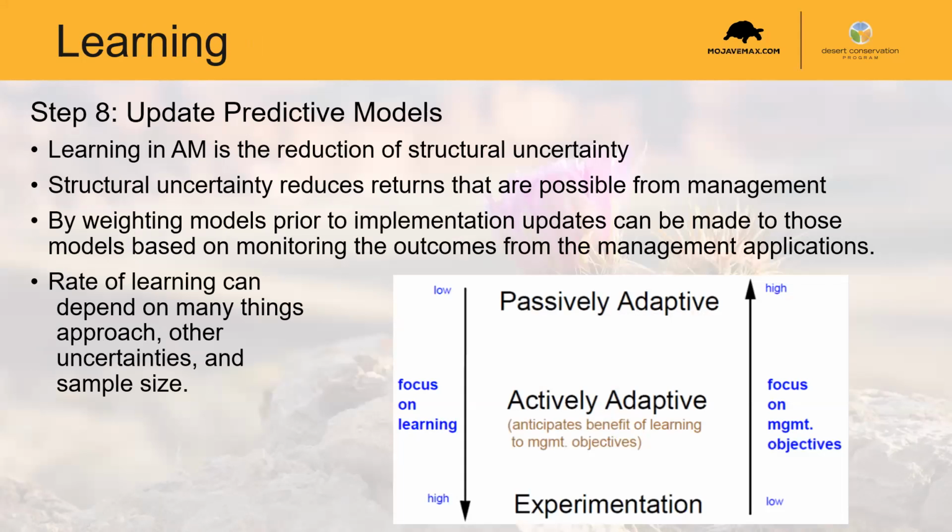Step 8 is updating the predictive models. So learning in adaptive management is the reduction of the structural uncertainty, like I said before. The easiest way to go about figuring that out is to use the results to update those models so that we have a better understanding afterwards of what actually came out of each project, hopefully moving towards a point where we actually fully understand the system.